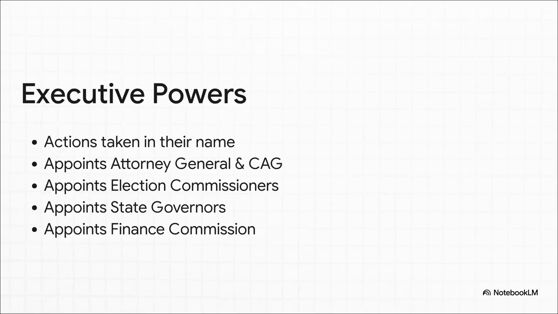Let's kick things off with executive powers. Literally every single executive action taken by the Indian government is done in the president's name. They are basically the grand architect of the state's administrative machinery. They appoint the attorney general, the comptroller and auditor general, the chief election commissioner, and state governors. They are also the ones forming vital national commissions for scheduled castes, scheduled tribes, and other backward classes. They really build the structure of the government.